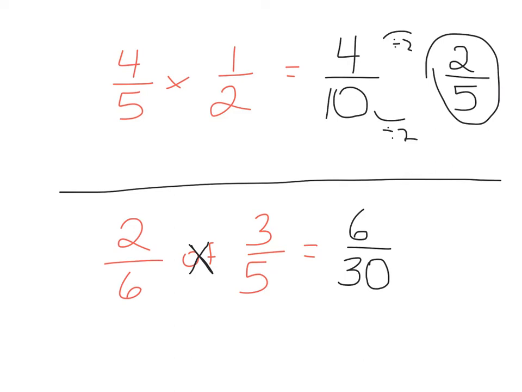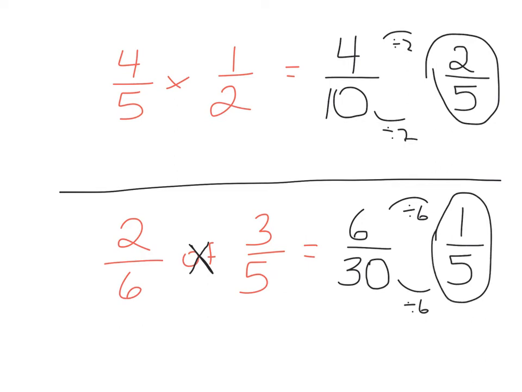And then at the end, I need to simplify if I need to. And I'm looking at that 6/30, and I hope you're noticing that it's not in simplest form. You can divide the numerator and denominator by 2 because they're both even, but it's easier to find the largest number that you can divide them both by, and you can divide the numerator and denominator by 6. So I'm going to divide the numerator and denominator by 6. 6 divided by 6 is 1. 30 divided by 6 is 5. And we got 1/5.